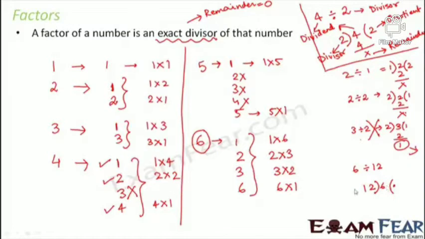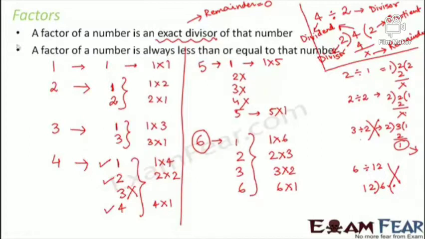right? So basically, when we talk about factors of numbers, we are talking about exact divisors. So we are not talking about decimals. We are talking about whole numbers. So they will not get divisible by whole numbers, and therefore bigger numbers cannot be factors. So a factor of a number is always less than or equal to that number. So this is another very, very important concept of factor.